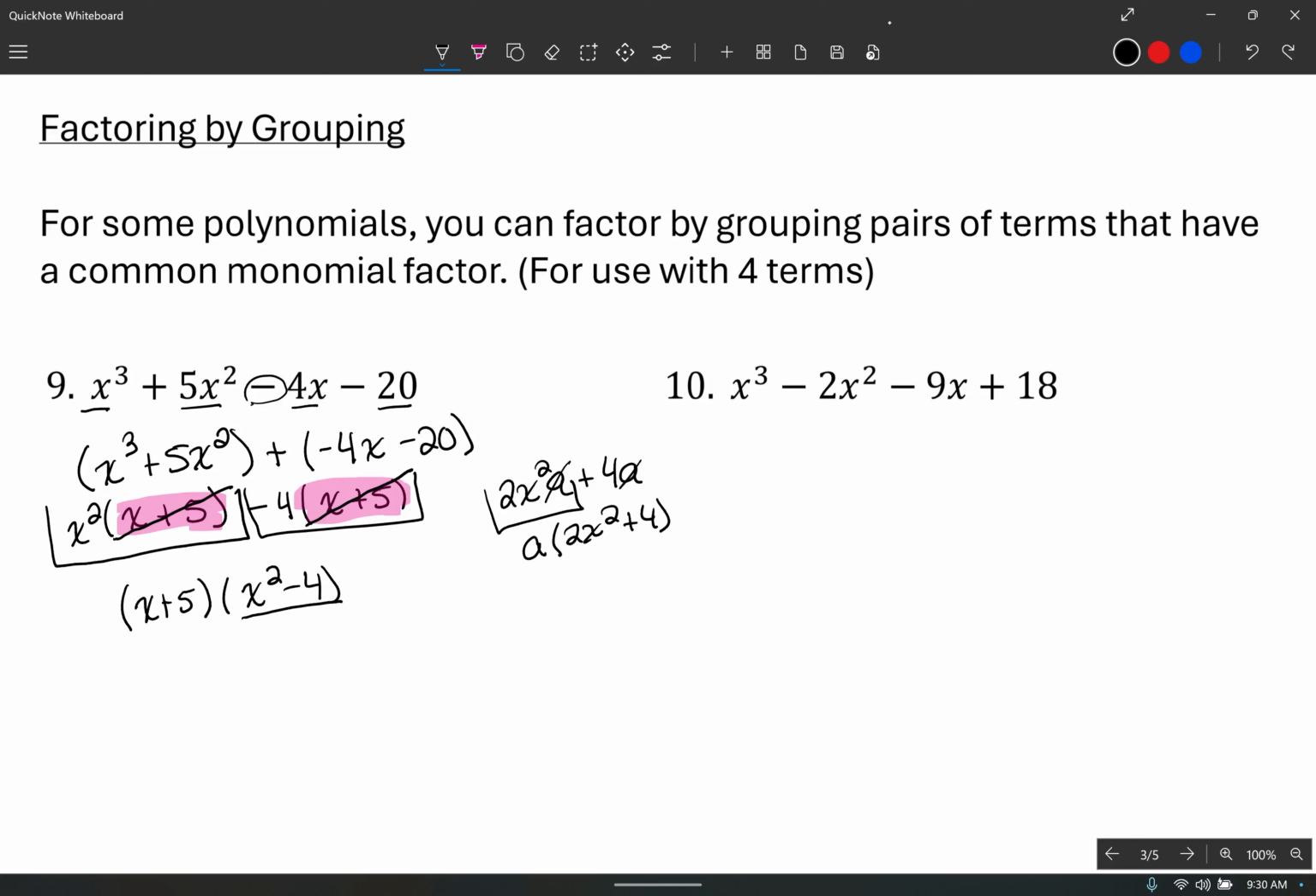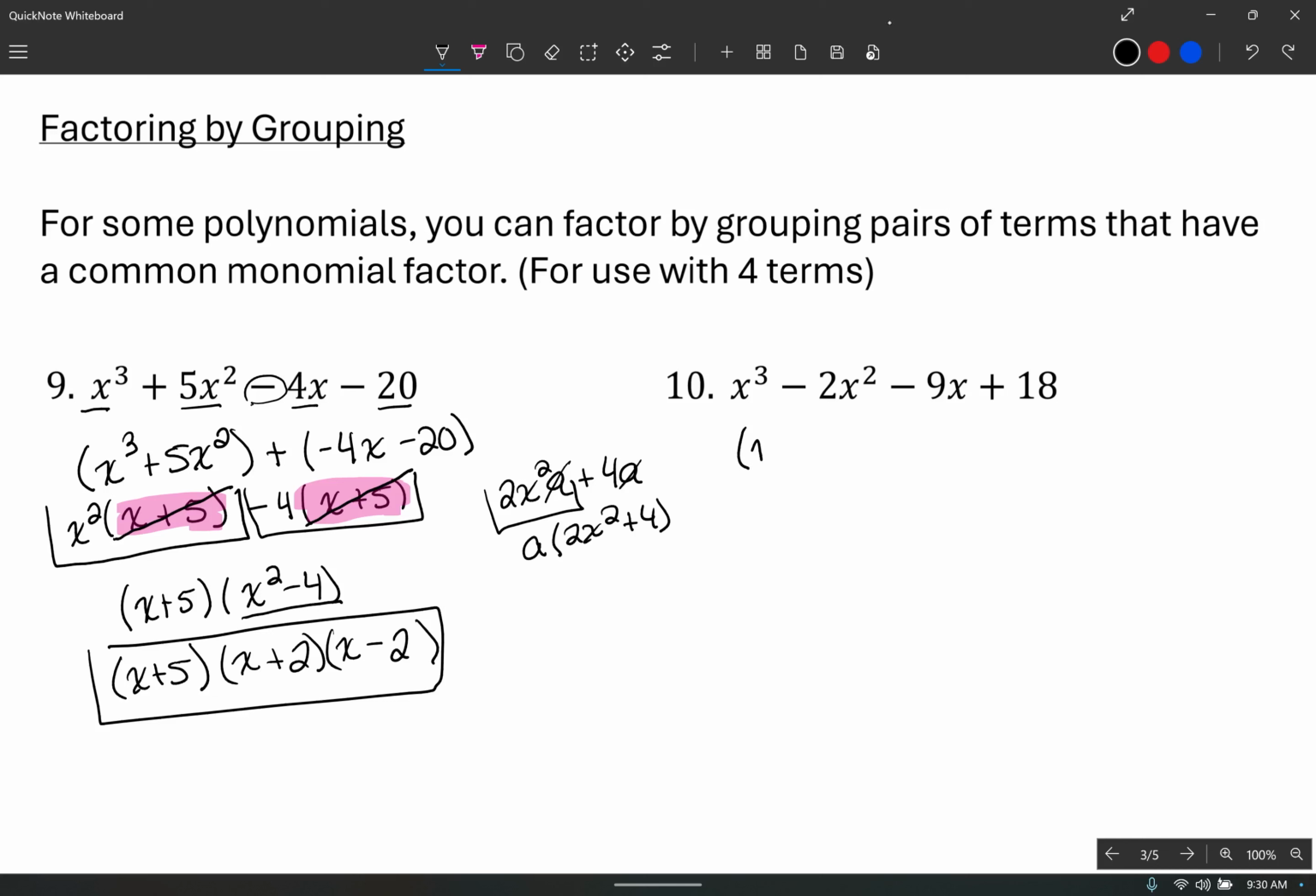I do have a difference of two squares here, so I will leave this linear factor alone, but I need to factor this. Positive and negative. Square root of x squared is x, and square root of 4 is 2, and I can't factor that any further. So if you take a look at number 10, again, you do not have any common factors.